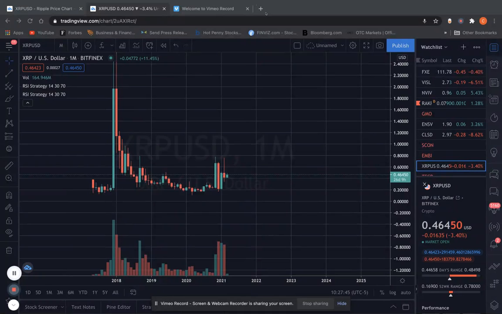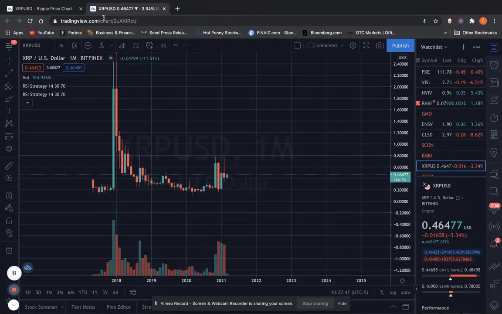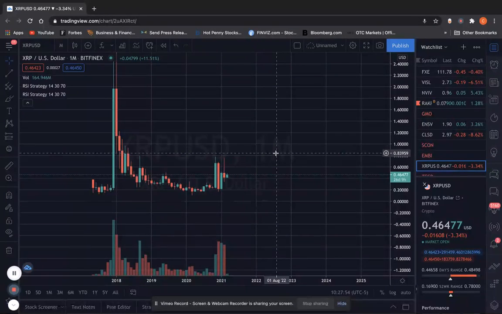So this is the XRP USD chart. This is a monthly time frame. And when doing support and resistance, you always want to zoom out as far as you can and then zoom in to the macro time frame to find your entries.